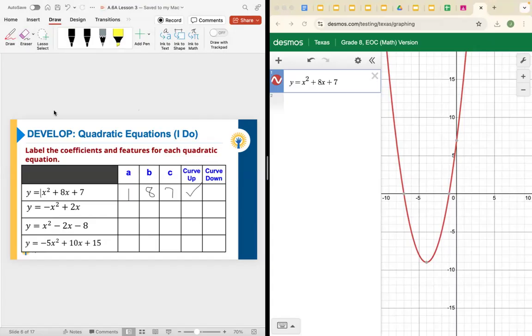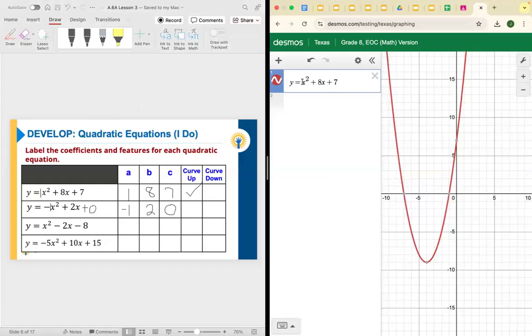In the second example, our A is 1, because A is going to be with the x squared. Our B is 2. And in this case, we don't have a C, so we're going to put 0 in there for C, as if we were adding 0, because adding 0 is just nothing. Now, excuse me, my A is -1, sorry. Because my A is negative, it is going to curve down.